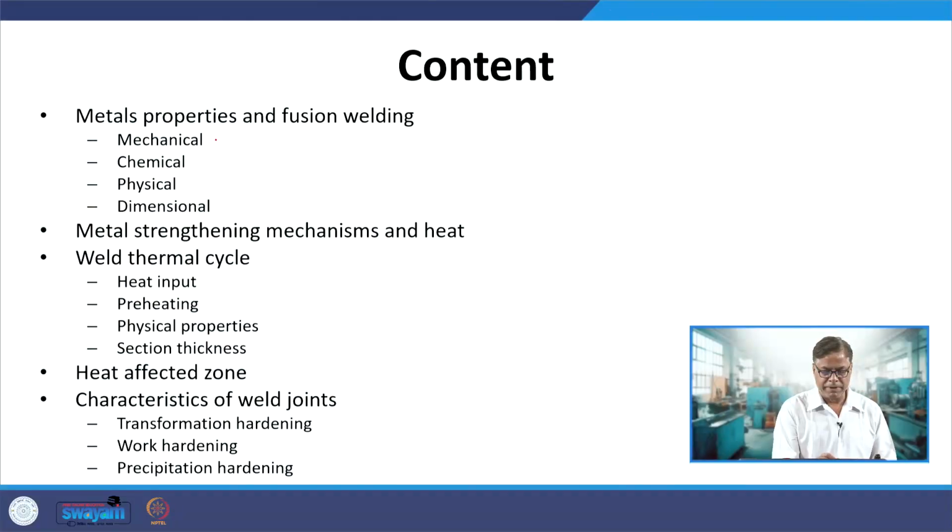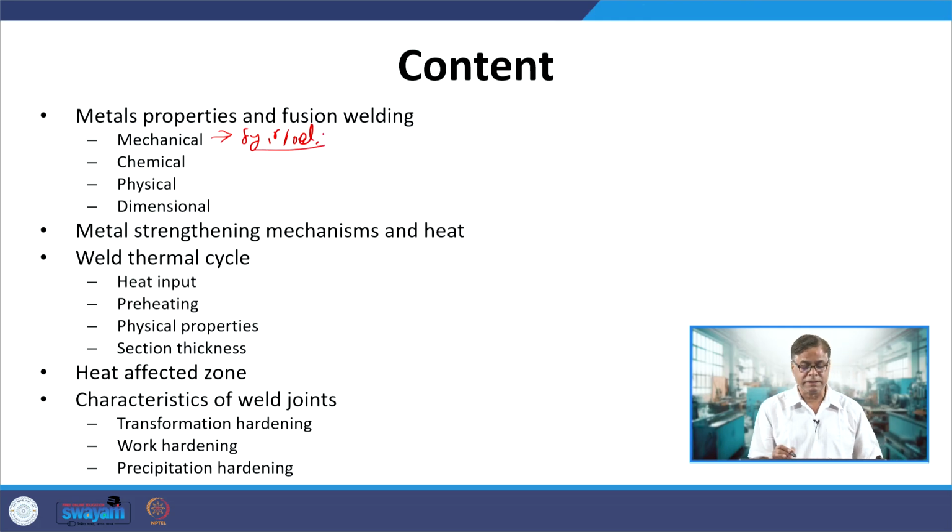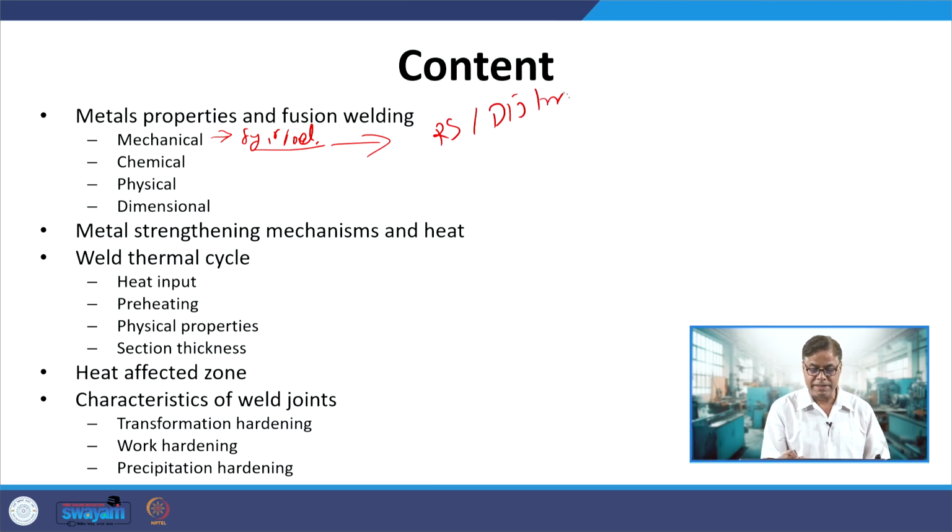Say these metal properties are the mechanical properties, like yield strength and the percentage elongation. These are the two important characteristics which affect the ease of welding with regard to the residual stresses and distortion tendency. Then the chemical properties, which is particularly composition.